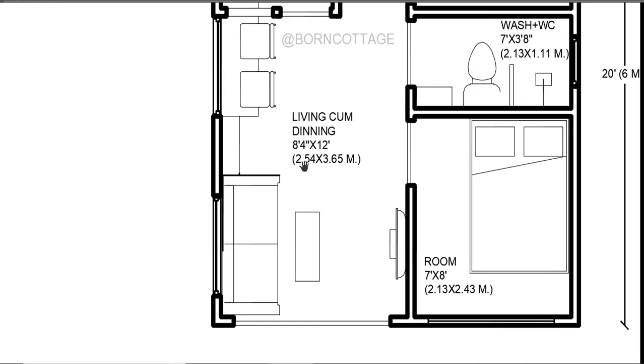So we have a living cum dining area. The size of the living cum dining area is 8 feet 4 inches into 12 feet, in meters 2.54 into 3.65 meters. You can see here the sofa arrangement, tea table arrangement, and also a TV unit on the front wall, and we have a small library section here, and a dining counter with 2 chairs here and a large size window for ventilation and light purpose.